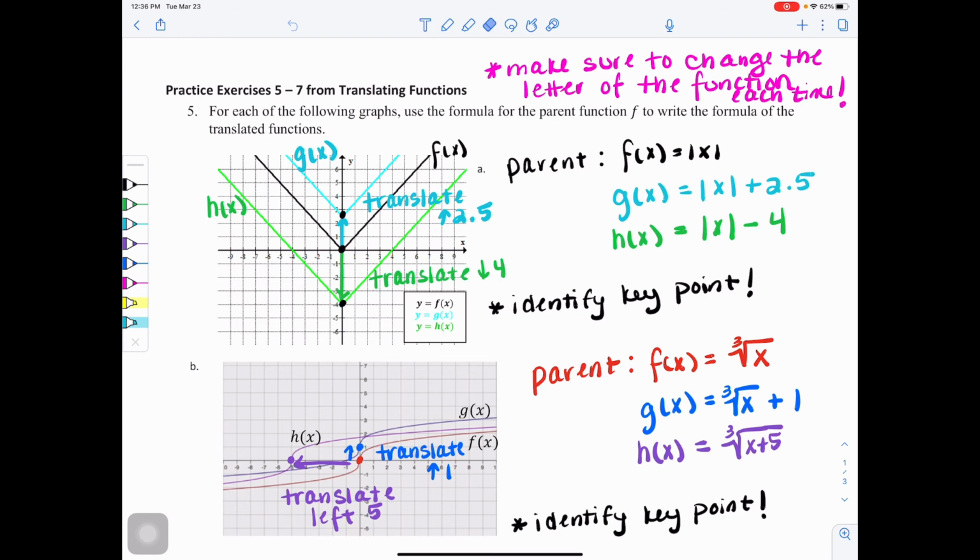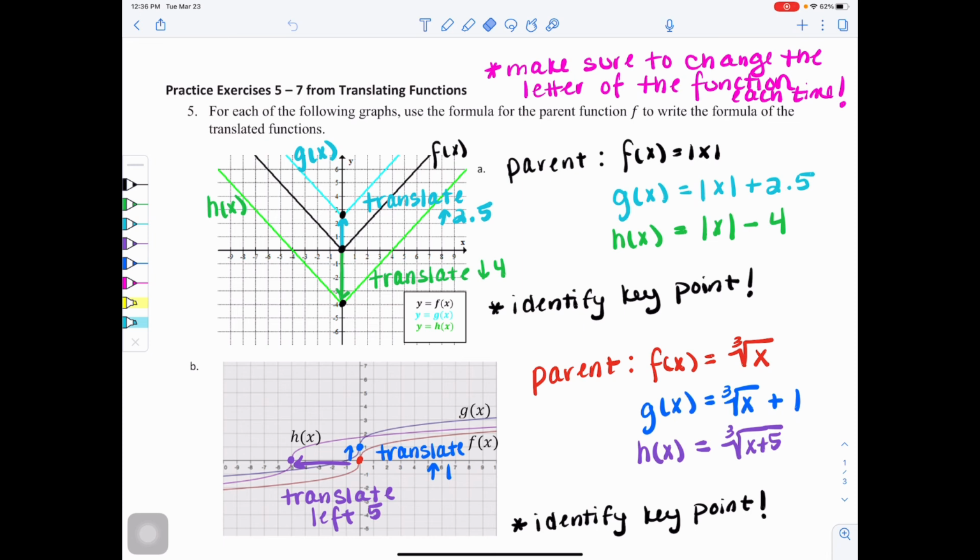For number 5, the top one in part A, the middle function, the black one, is f of x. I called the teal one above that g of x, and the green one below it h of x. So if I'm looking at the teal one, I'm going to pick a critical point. You can see there it says identify a key point. I'm going to follow that point to help me figure out the transformations. So I can see with g of x, or the teal one, that I've translated up 2.5 units. So that means I should be adding 2.5 on the outside. So g of x should be the absolute value of x plus 2.5.